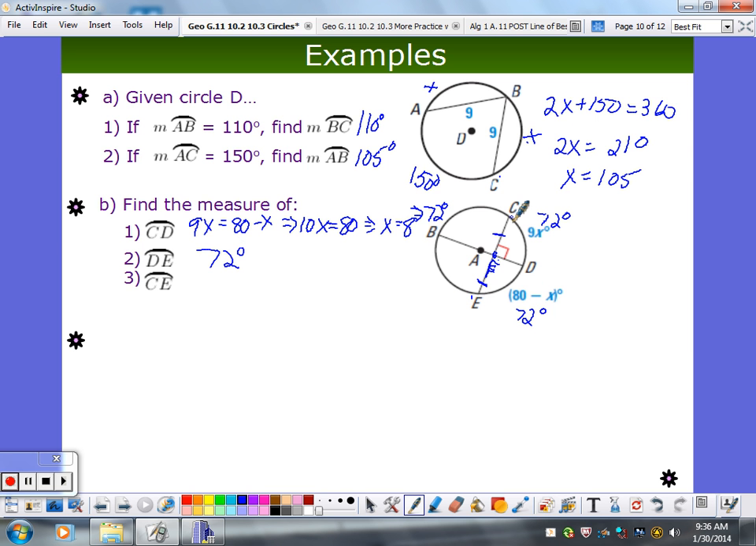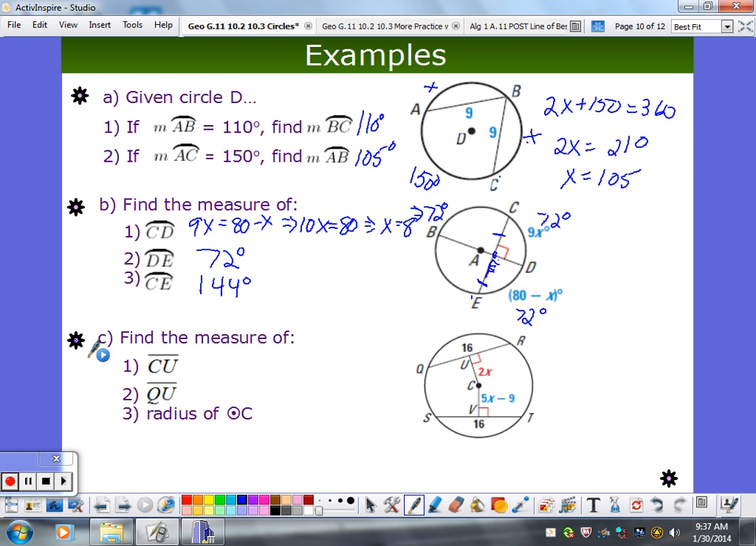Now what about CE, the whole thing? So that, right, we just add them together. I guess we could call it the arc addition postulate. Okay. All right, this guy.